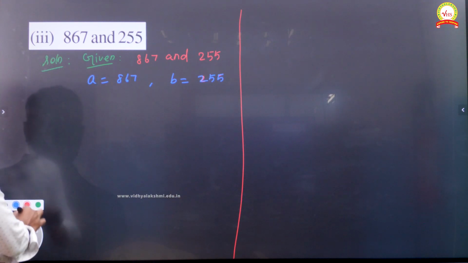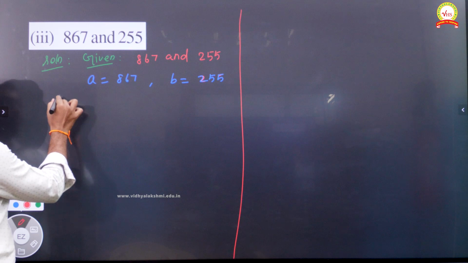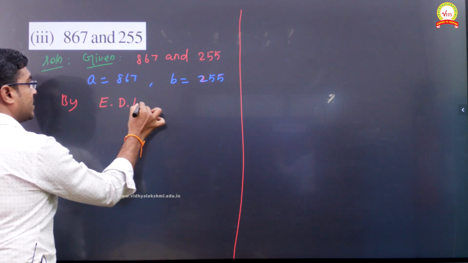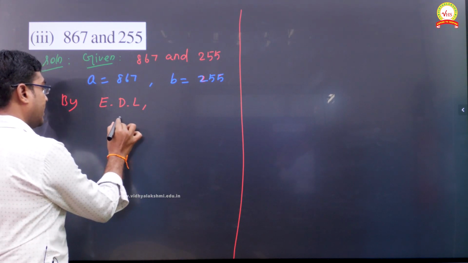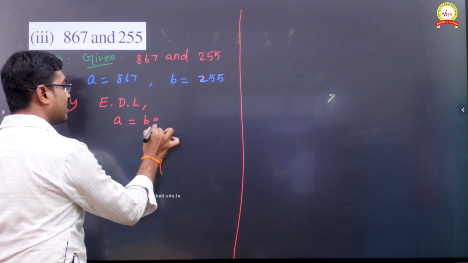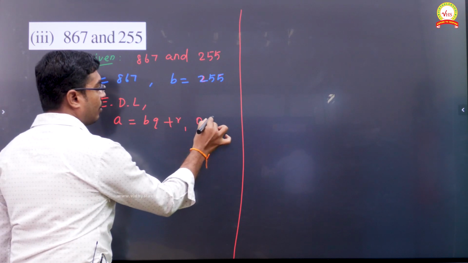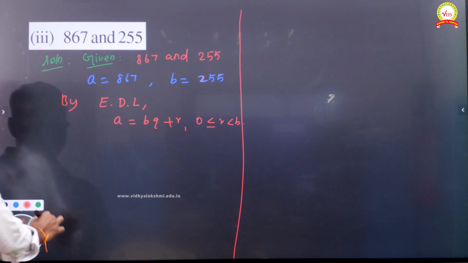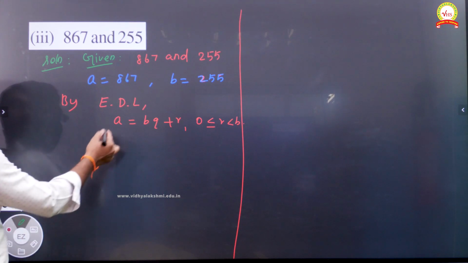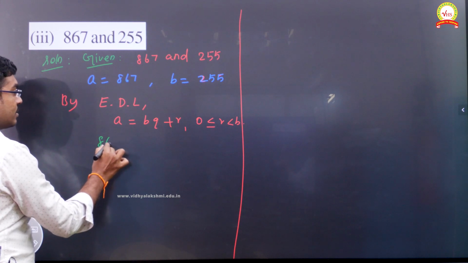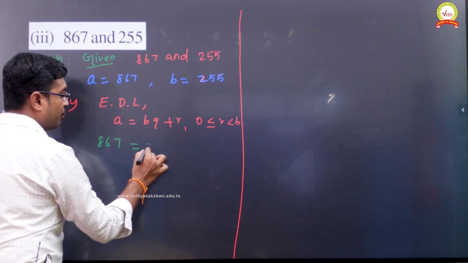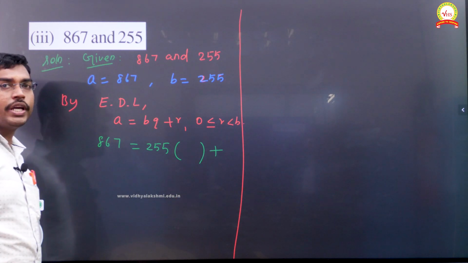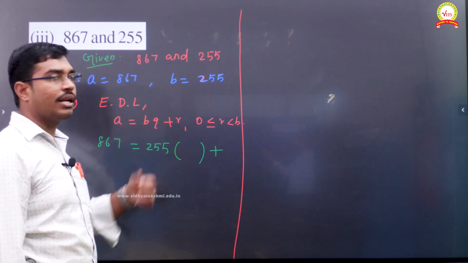Okay. So by Euclid division lemma. Euclid division lemma. What is the formula? A equal to BQ plus R, 0 less than or equal to R less than B. Okay. Now I am going to substitute it. What is the value of A? 867 equal to 255. We need to find the quotient and a remainder.